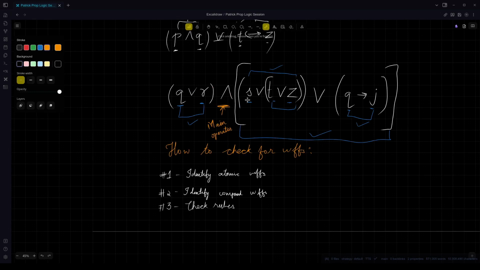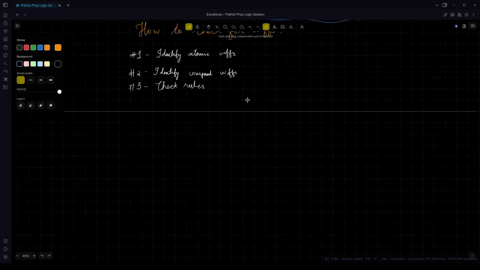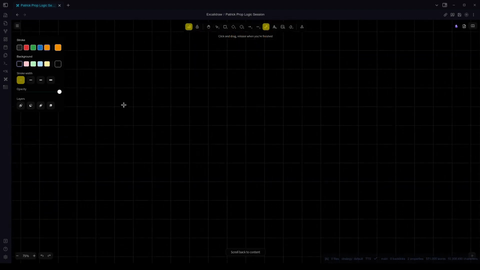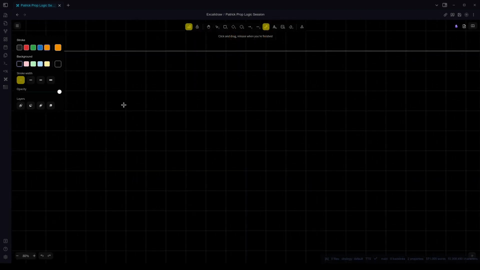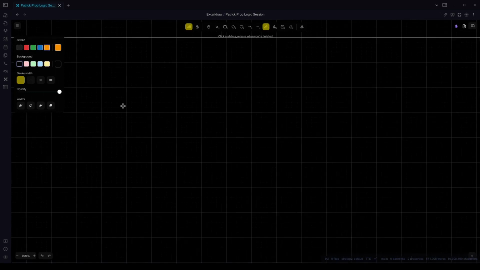Okay. And today, we have already done truth tables, but what we'll do is be more thorough about how to build a truth table.